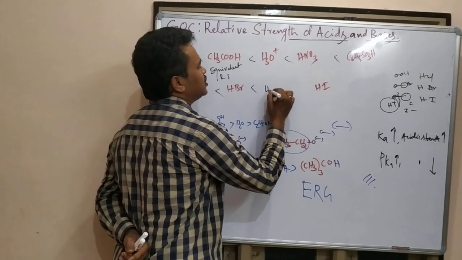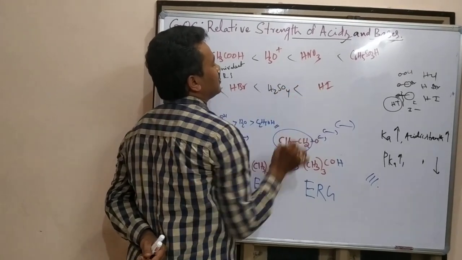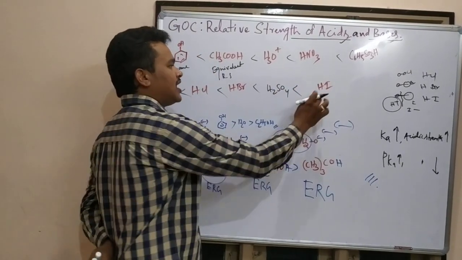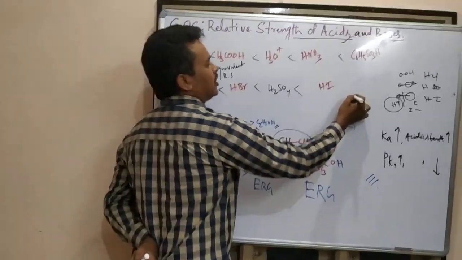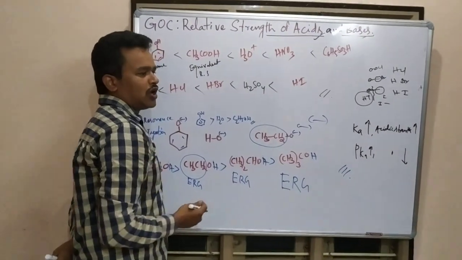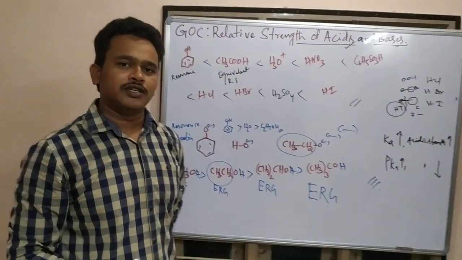Here one more is there, H2. Yes, it is also some strong acid we know. HI is the strongest acid here. This is the order. We have to keep it in mind. It is better for solving objective questions in the examination. Okay.